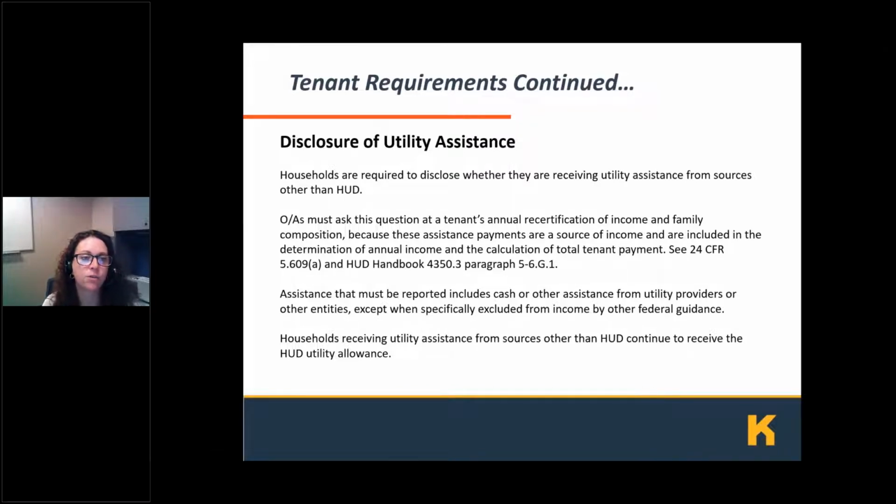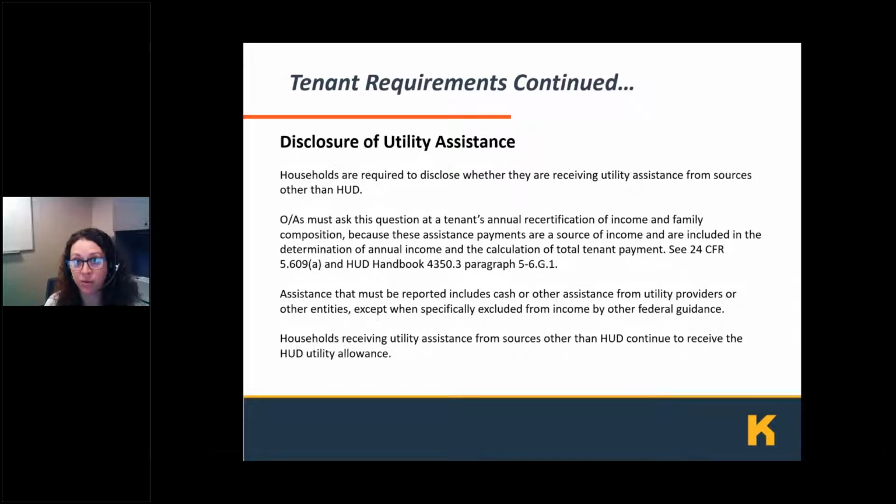So we had a question earlier about how do you know if they're receiving assistance or receiving anything from a source outside of HUD. Households are required to disclose whether they're receiving utility assistance from sources other than HUD. This is really important for you owner agents to ask every year at their annual recertification.